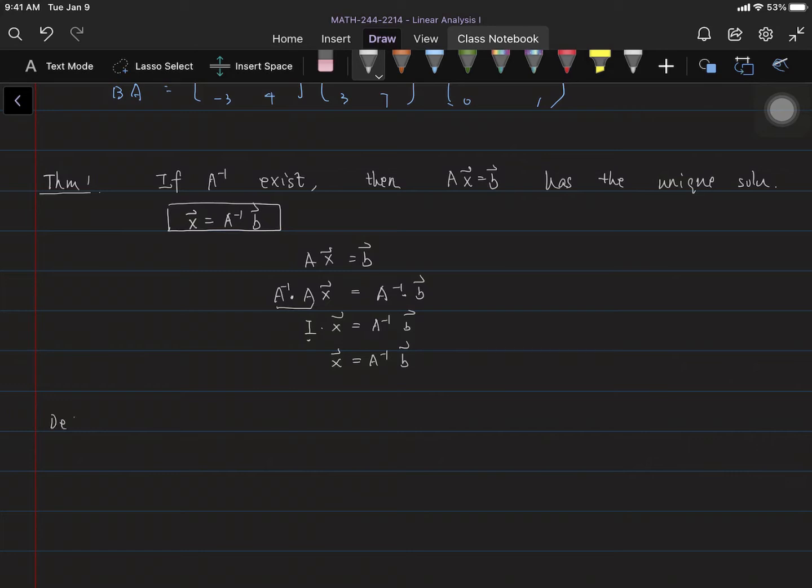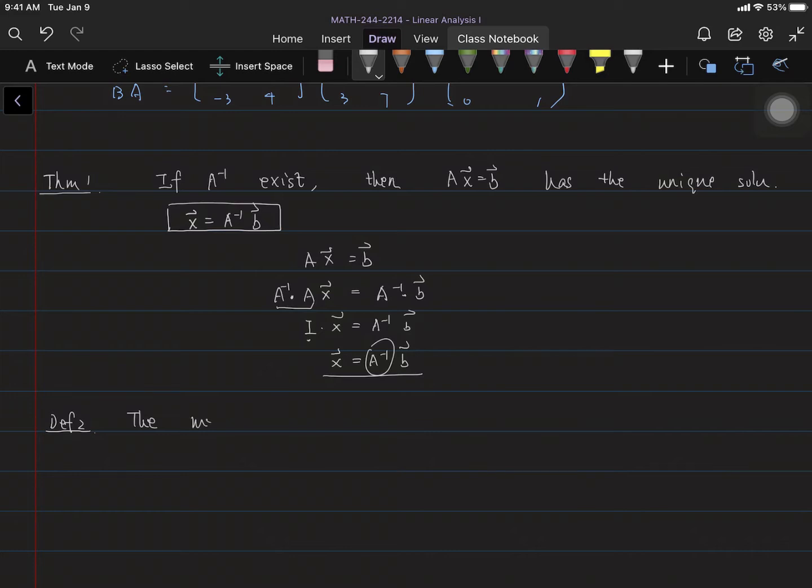Definition 2. Next, we are going to learn how to find the inverse matrix, because we can use this formula to solve the solution. So we need to know how to find the inverse matrix here, right? So let's see. The method of finding the inverse matrix is called the Gauss-Jordan technique.